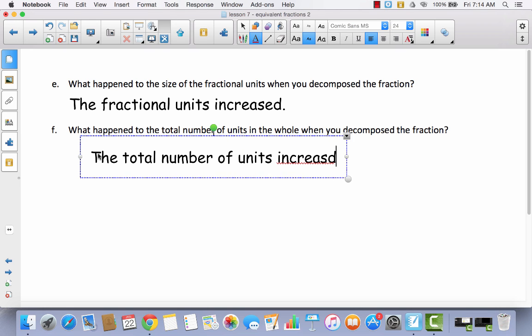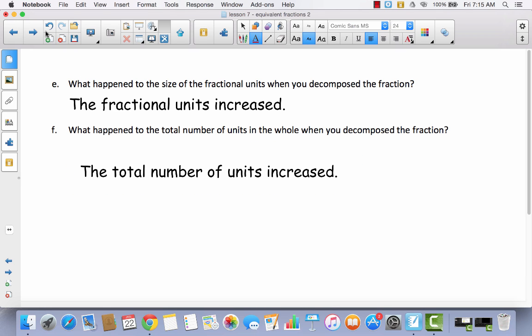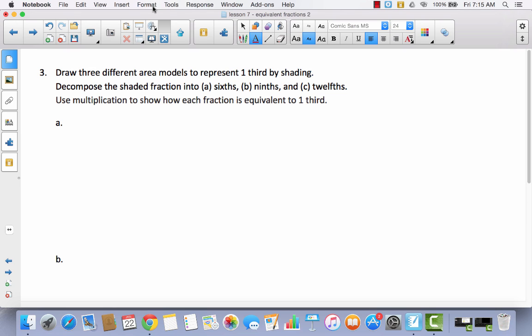Whenever you decomposed, you broke it into smaller parts and you got more parts. So both the numerator and the denominator increased every single time that we decomposed the fraction. Now it says draw 3 different area models to represent 1/3 by shading. So let's just do that first, okay?